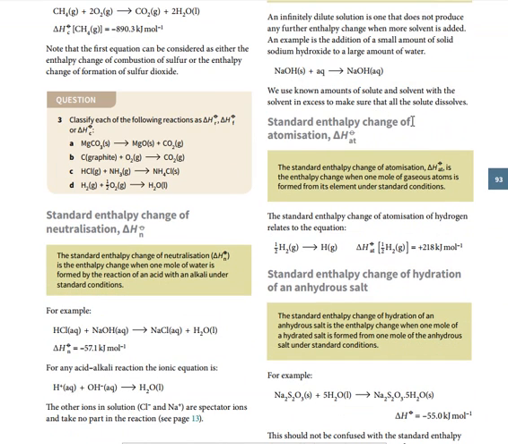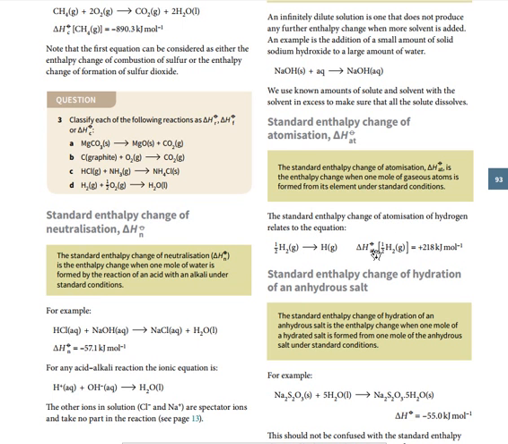So now you have the other one, standard enthalpy change of atomization. Standard enthalpy change of atomization is the enthalpy change when 1 mole of gaseous atoms is formed from its corresponding element. So it is the standard enthalpy change for the formation of 1 mole of gaseous atoms from its corresponding element. That's standard enthalpy change of atomization.